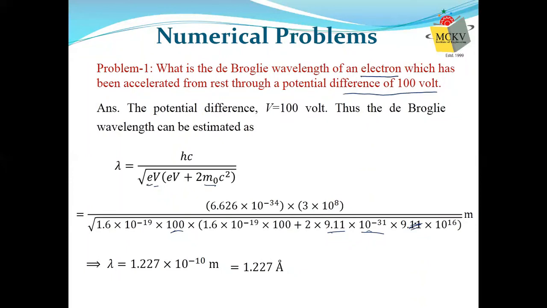That is 1.227 angstrom. So if we know the potential difference or accelerating potential, then we can easily estimate the de Broglie wavelength if some other quantities like mass and charge of the particles are known.